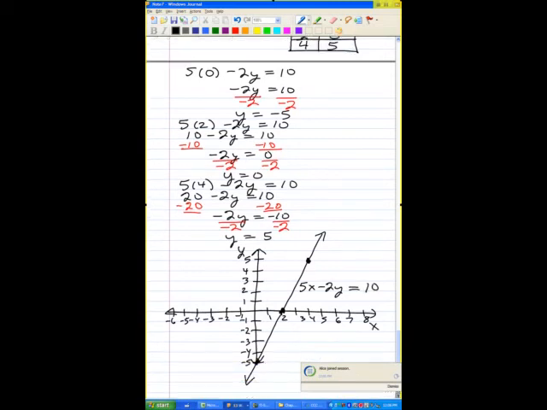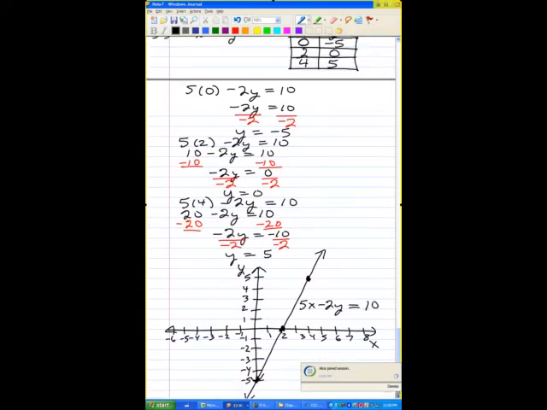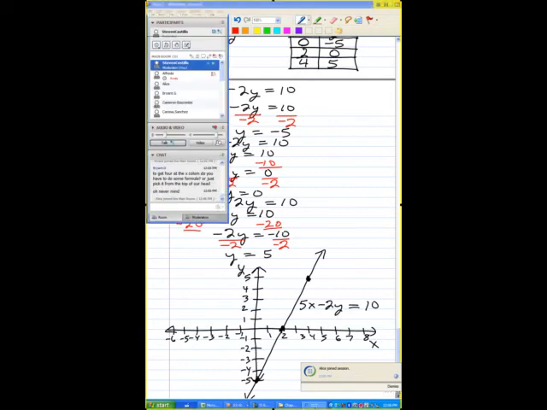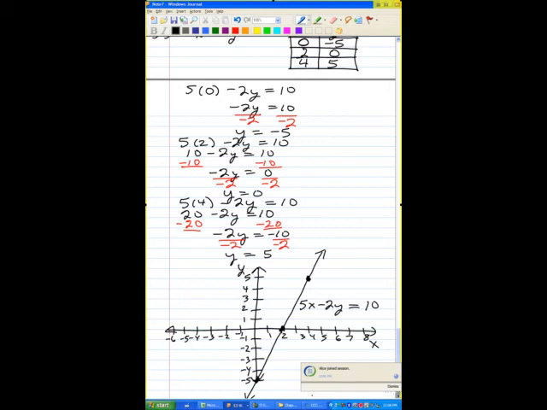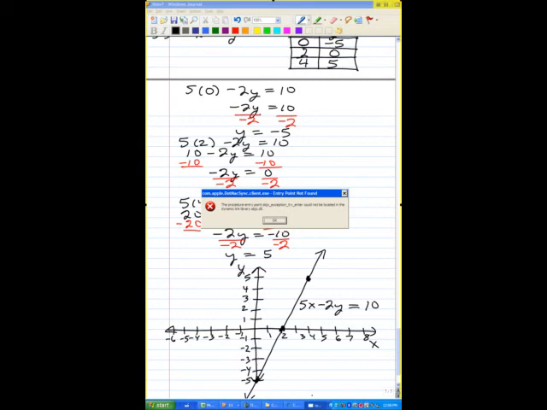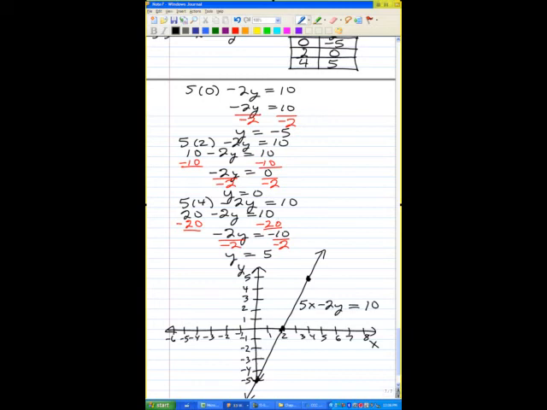Okay. Any questions about that? Okay, so that's basically how you can graph by choosing points. So this is one technique of graphing, is just to choose some points and then draw the curve passing through those points.